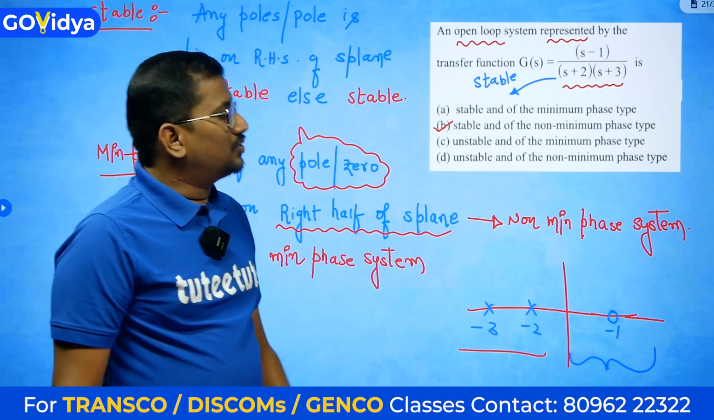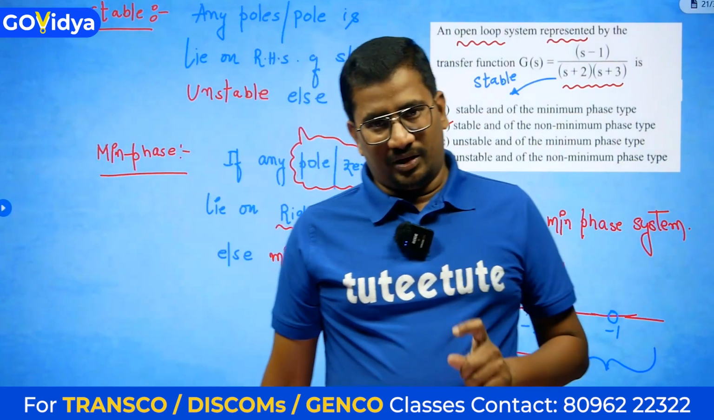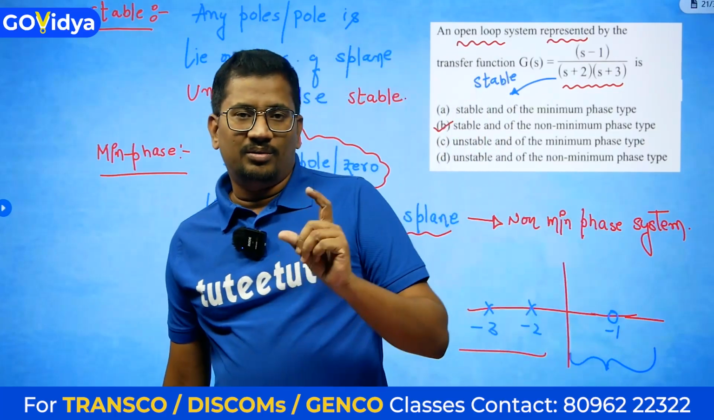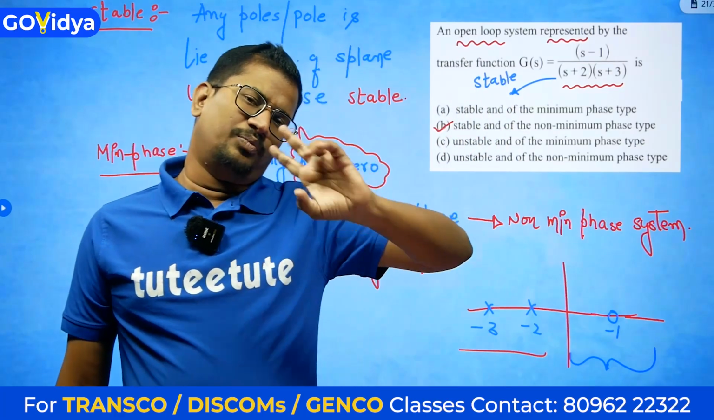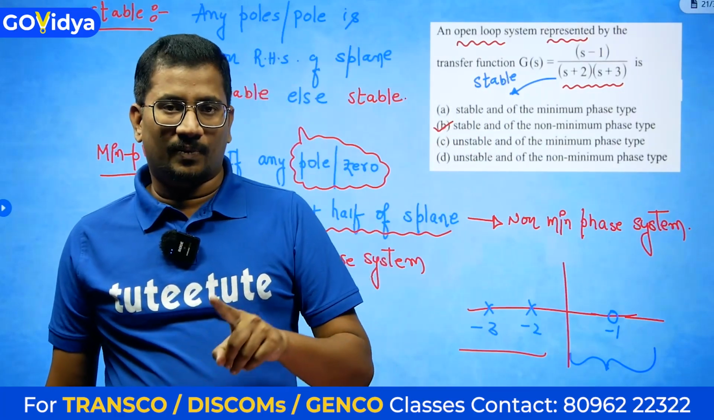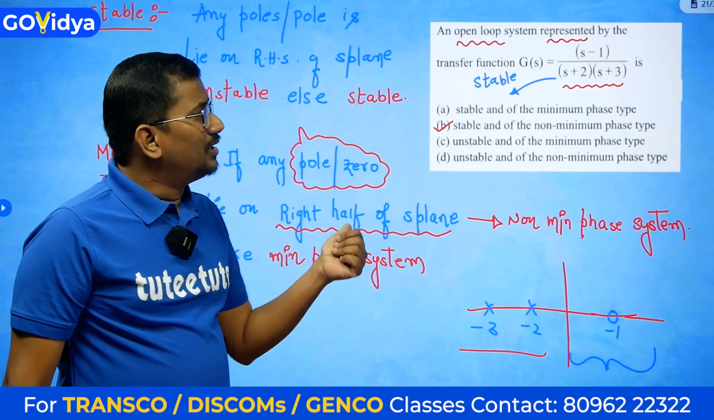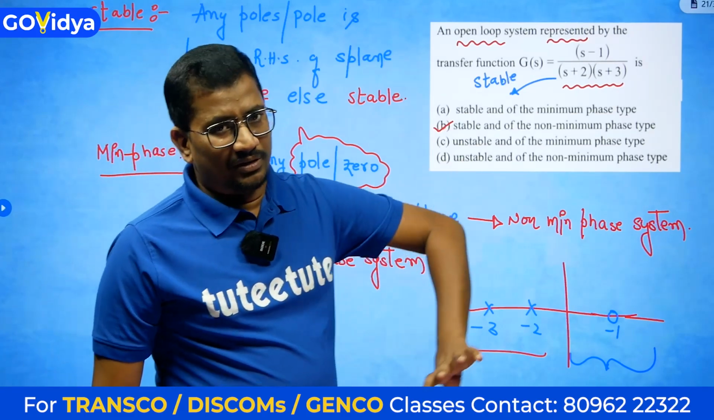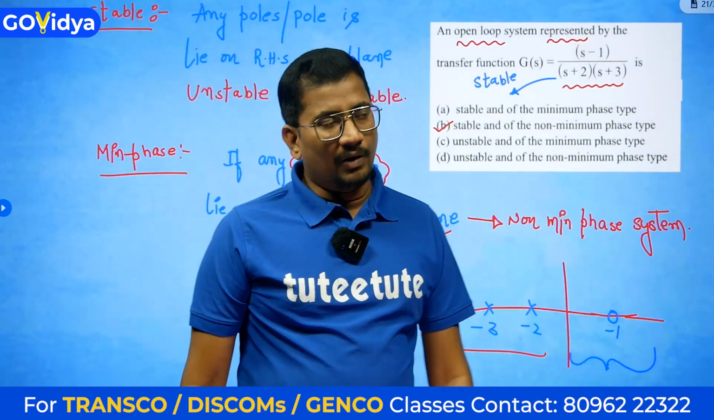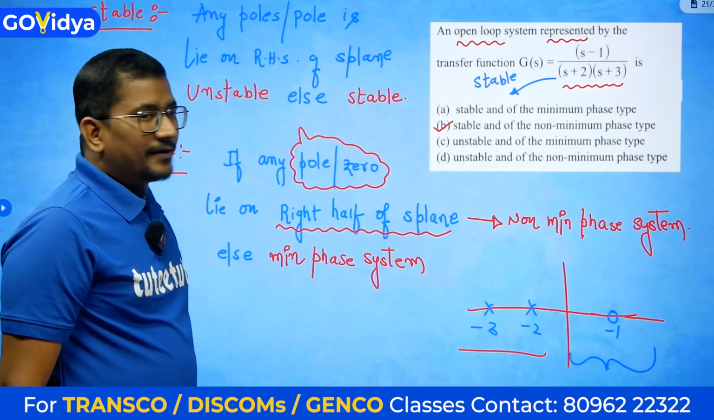Okay. So always remember this statement. Simple thing: a non-minimum phase system means at least one pole or zero lies on the right hand side. Else it is a minimum phase system. And if no pole lies on the right half of the S plane, then we can say it is stable. Okay, so please take note.